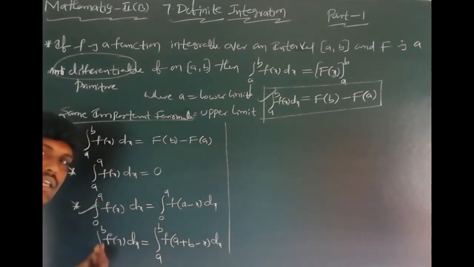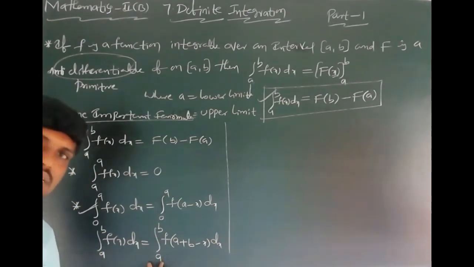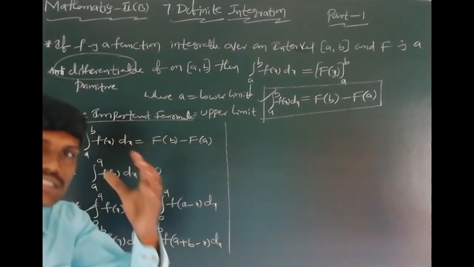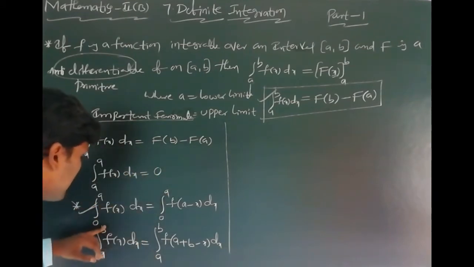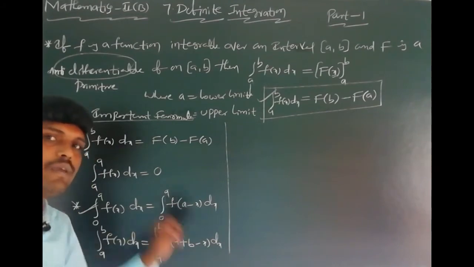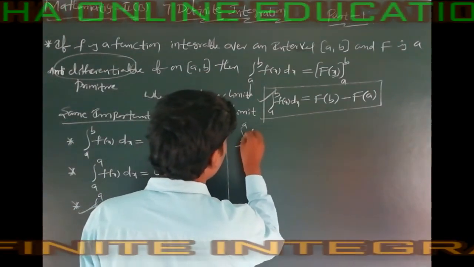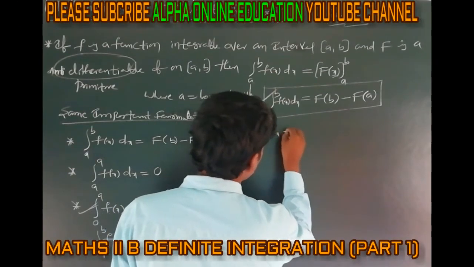Here, integral a to b f of x dx is equal to the integral with the same limits, but the function is changed: the new function is the sum of the limits minus x, which is nothing but f of a plus b minus x. After that, the integral from minus a to a of f of x dx.